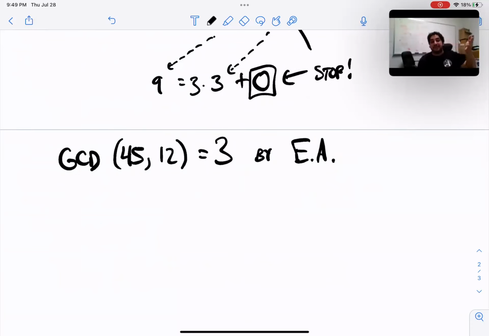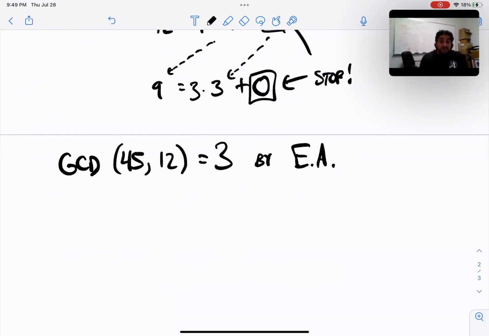What are the divisors of 12? 1, 2, 3, 4, 6, and 12, right? But 4, 6, and 12 don't divide 45. None of those divide 45. So 3 is in fact the greatest divisor that's common to both 12 and 45. So it worked, right? It gave us what we should have got.